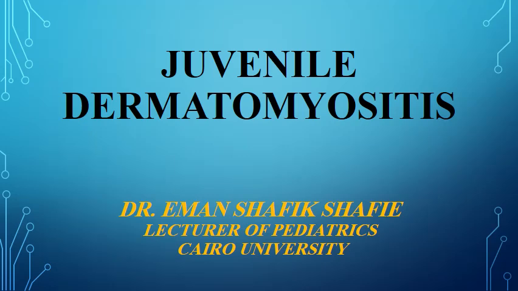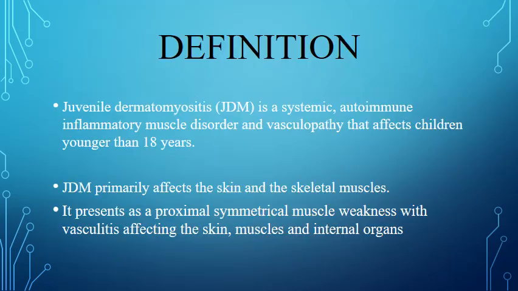النهاردة هشرح لكم محاضرة Juvenile Dermatomyositis. The definition: Juvenile dermatomyositis is a systemic autoimmune inflammatory muscle disorder and vasculopathy that affects children younger than 18 years. JDM primarily affects the skin and the skeletal muscles. It presents as a proximal symmetrical muscle weakness with vasculitis affecting the skin, muscle, and internal organs.